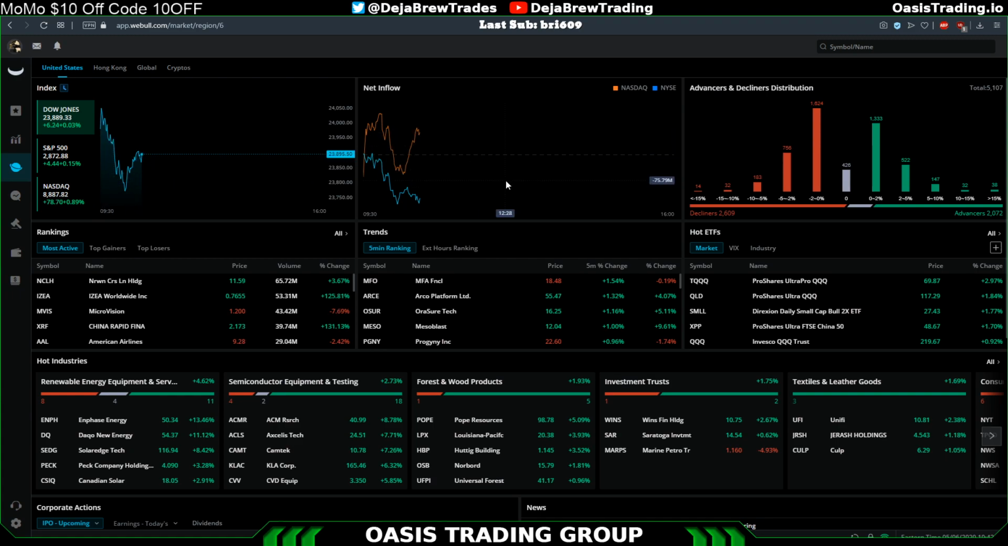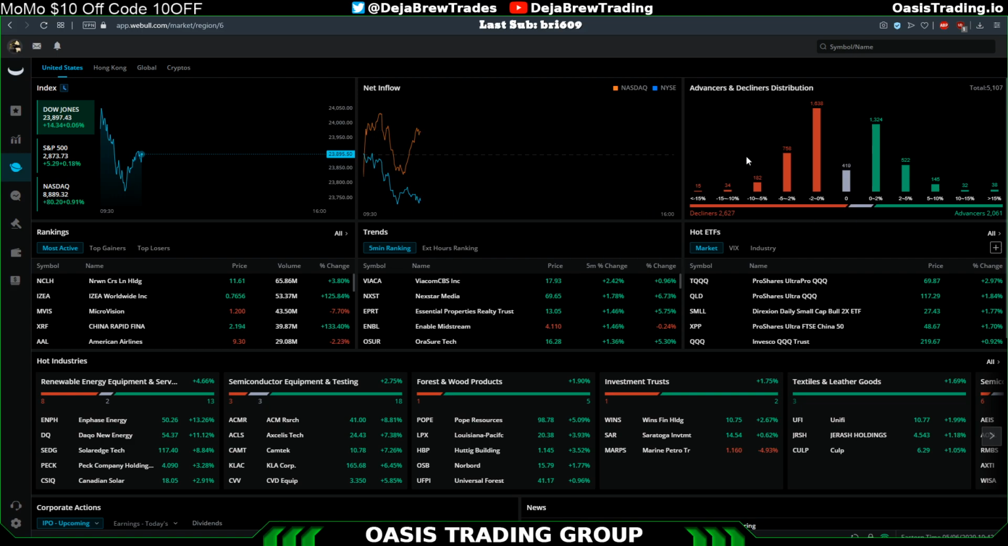The next chart over here is the net inflow. This is basically telling you how much money is coming in or out of the market on the NASDAQ and the New York Stock Exchange. So if you hover over these, it will tell you what you're looking at. Like the NASDAQ, currently you have an inflow of about 65 million. The New York Stock Exchange has an outflow of about 135 million.